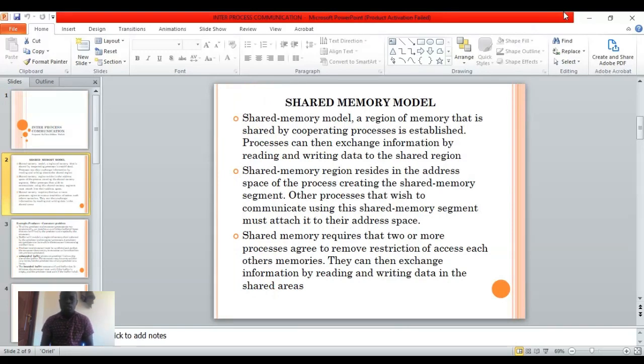In this model, a region of memory is set aside for the cooperating processes to communicate. Processes exchange information, that is, reading and writing data, in a shared region. The shared memory region resides in the address space of the process that is creating it. So that segment used by cooperating processes must reside in the address space of the process creating it.